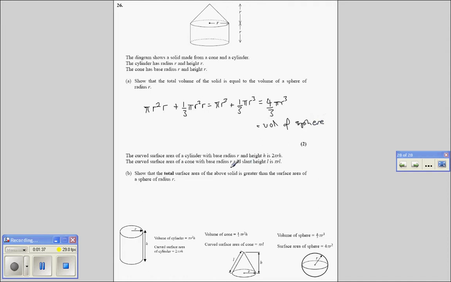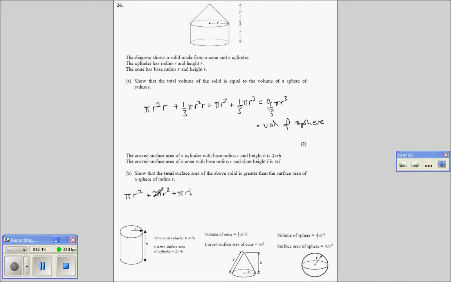Now the total surface area of the solid, we need to add, first of all, start with the circular base, which is pi r squared. Then we have the curved surface area of the cylinder, which is 2 pi r times h, but h is r, so it's 2 pi r squared, plus the curved surface area of the cone, which is pi r times the slanting length L, which we haven't worked out yet. So we've got pi r squared plus 2 pi r squared is 3 pi r squared.